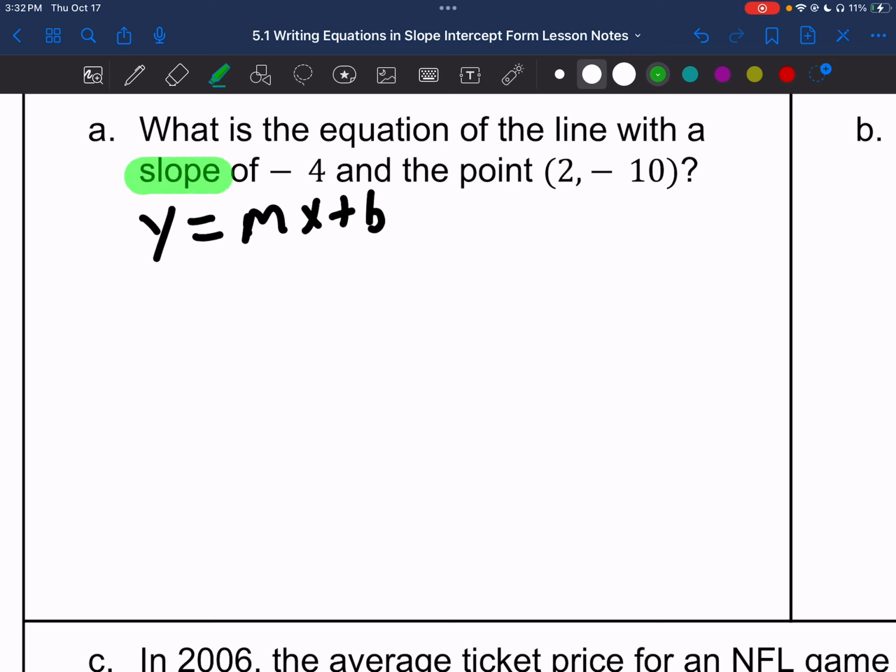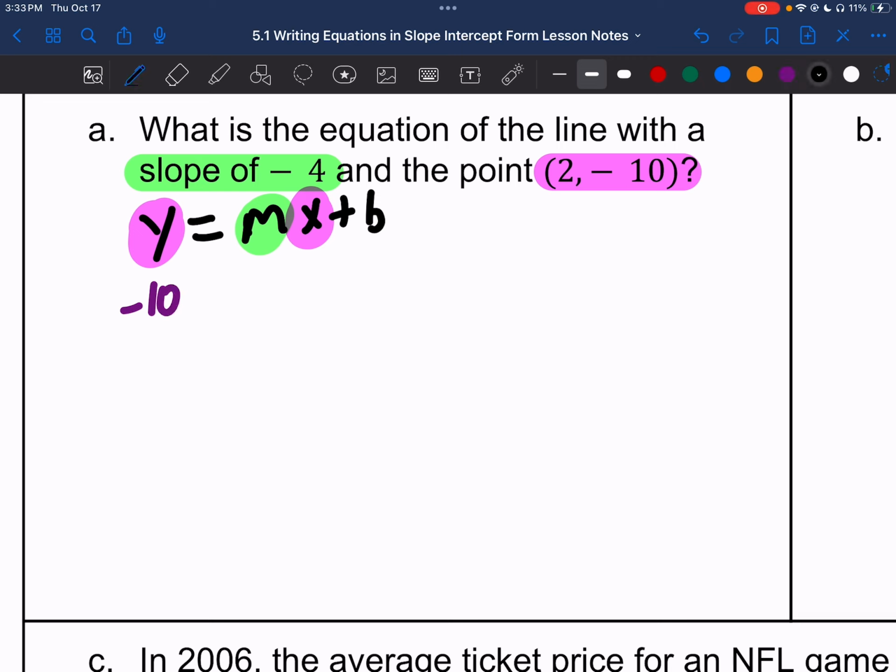Well, I know the slope is going to be -4, and that's going to be my m. I also know an ordered pair, 2, -10, and that is going to be my y and my x value. And then I'm going to be solving for my b value. So let's go ahead and substitute that in. My y value is going to be -10, and that's going to be equal to my m value, my slope, which is -4, times my x value, times 2, and we're adding b to that.